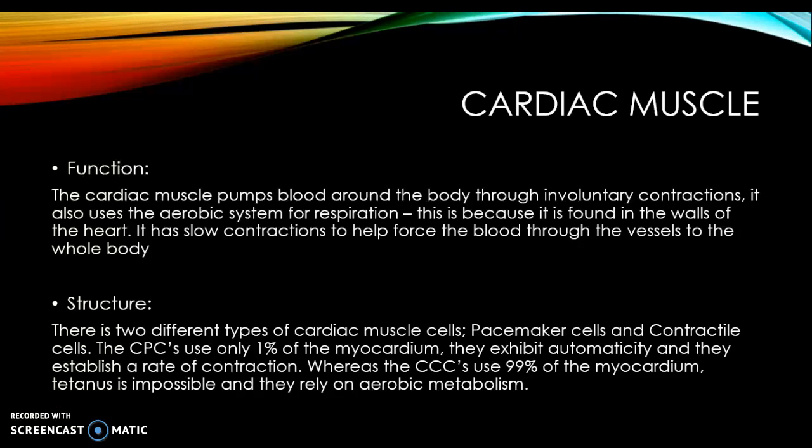Structure. There are two different types of cardiac muscle cells. There are pacemaker cells and contractile cells. The CPCs only use 1% of the myocardium, but they exhibit automaticity and they establish a constant rate of contraction, whereas CCCs use 99% of the myocardium and tetanus is impossible, and they rely on aerobic metabolism.